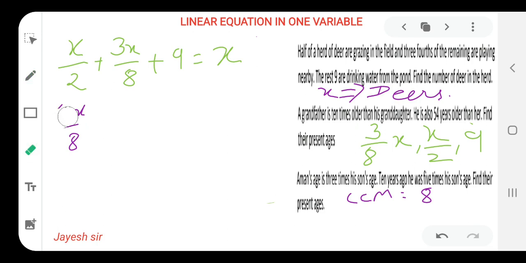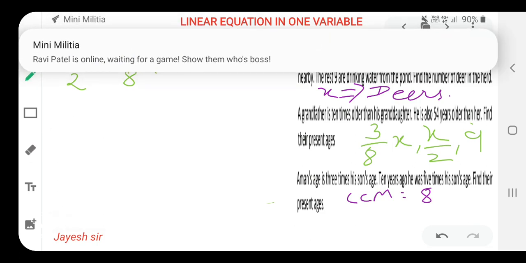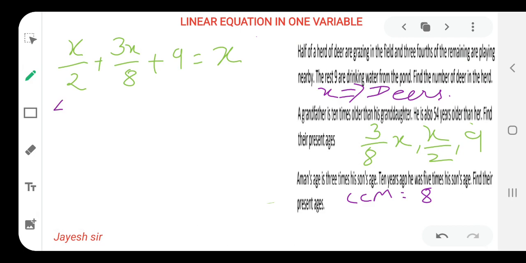How am I doing this directly? We need to multiply 4 on both sides. What are we supposed to do? 4 multiplied by x upon 4 multiplied by 2. This is what we were doing previously.